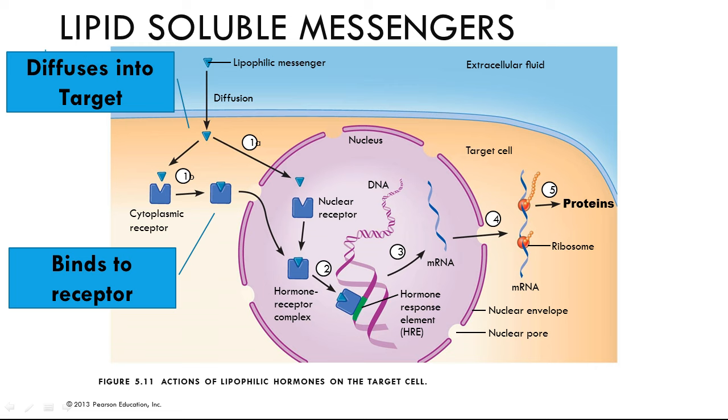translated to make protein. So if you want to step back, what's the purpose? Lipophilic messengers cause targets to make proteins. Whatever that protein is depends on the target cell. Your muscle cells make different proteins or express different proteins than your nerve cells. Then, right, we just keep going on with the different tissues.